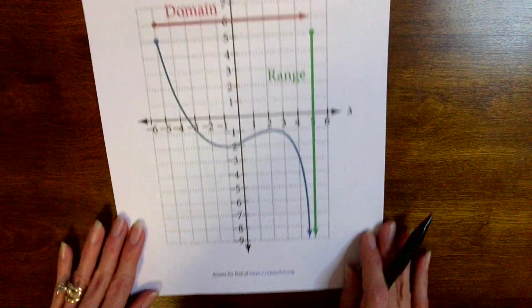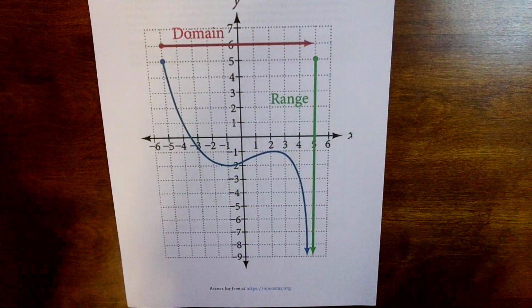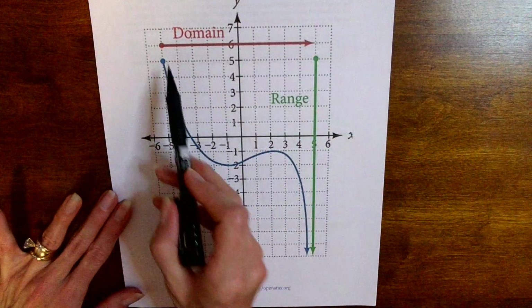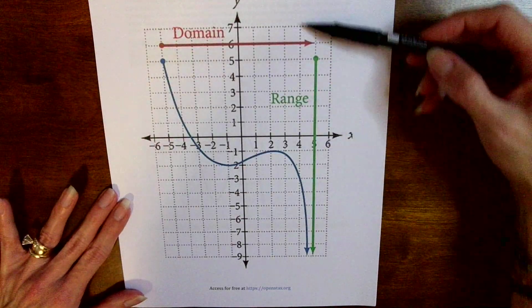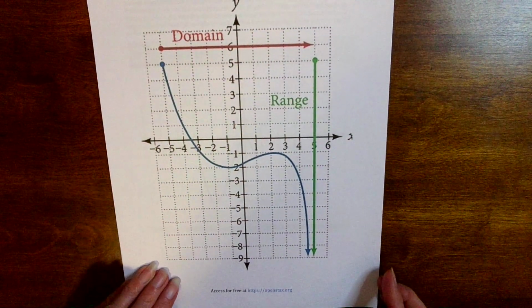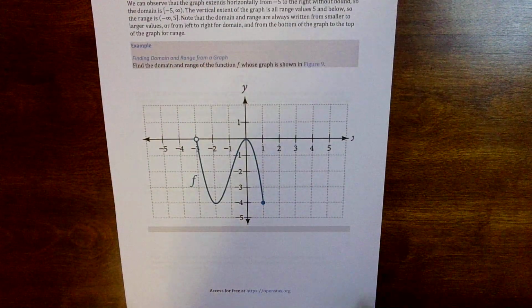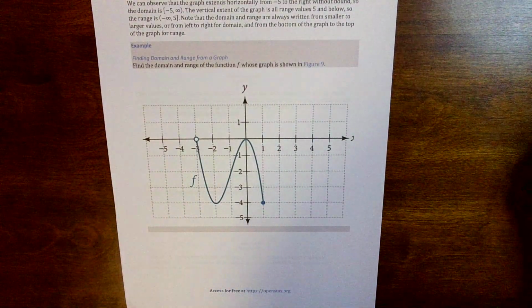So here's just a graphic here for you visual learners. Domain is the x value and your range are your y values. I'm a visual learner, so that's really important to me.